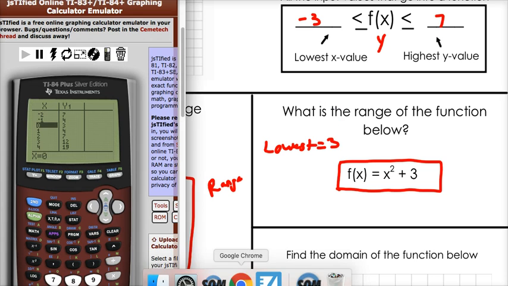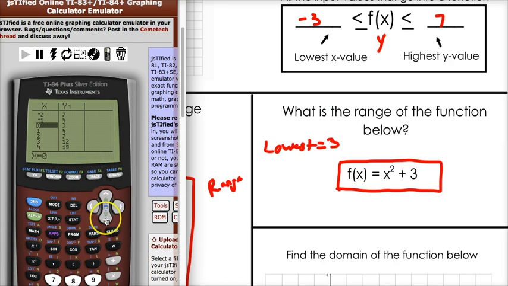Now, here's the interesting part. Let's actually now look for the highest value, all right? And if you go down here and you keep going, you'll notice that it goes on forever. It'll keep going up. And the reason is you should notice that this is an x squared function. So what it does is it actually goes up forever. If you graph this, look, you see how it goes up? It's going to keep going up forever. So the highest value is actually infinity.